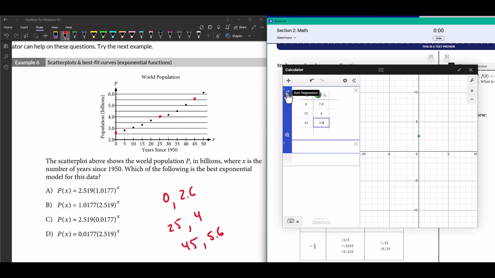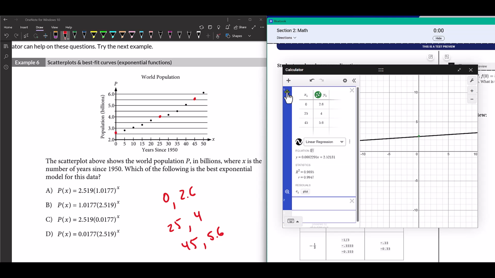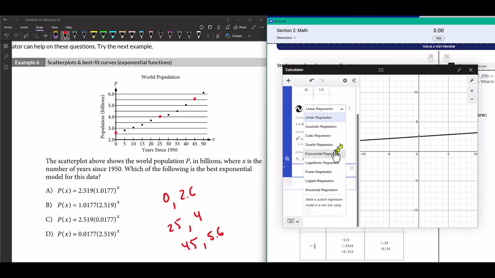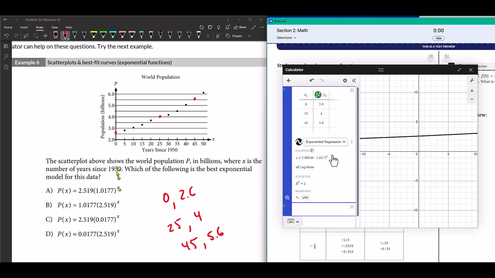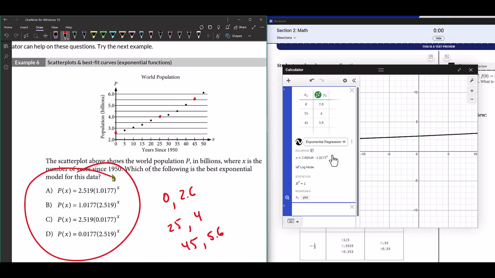I'm going to hit my add regression option. I'm going to go to exponential regression. I know that exponential functions are being tested here because of the answer choices and because the question itself tells us there's an exponential model. And what I get here for my equation is y equals 2.6 times 1.01 to the x.